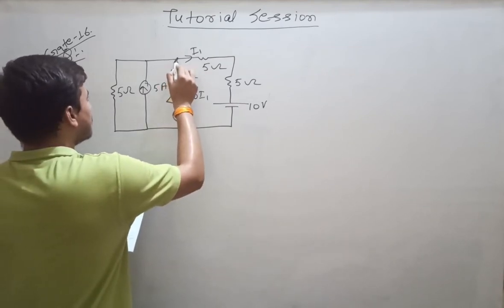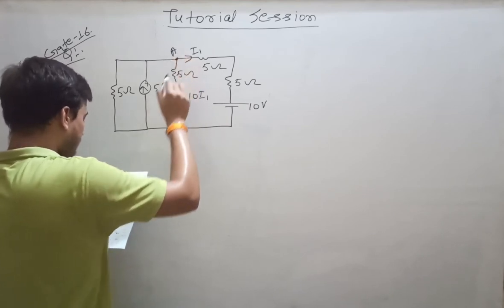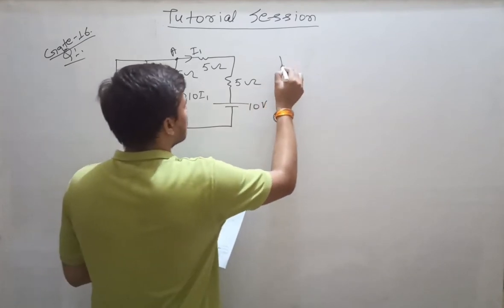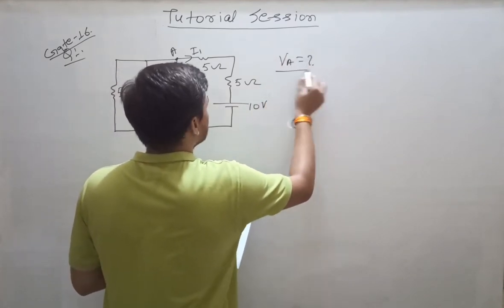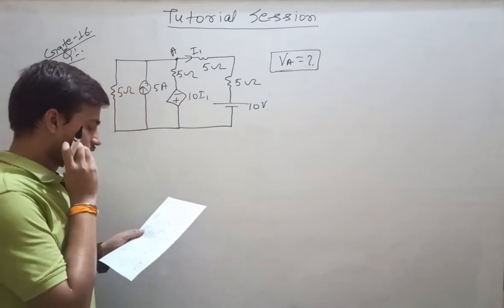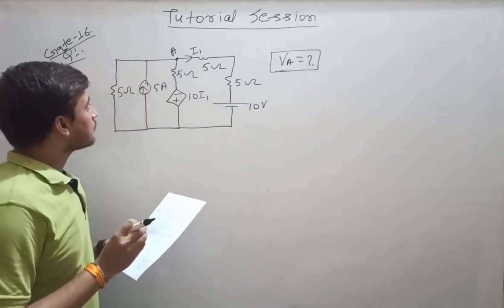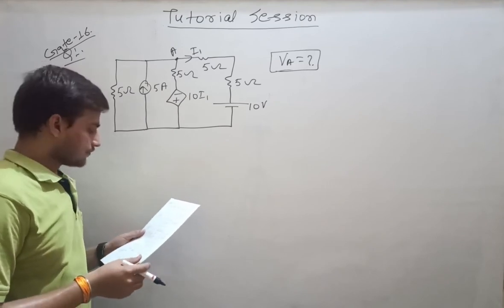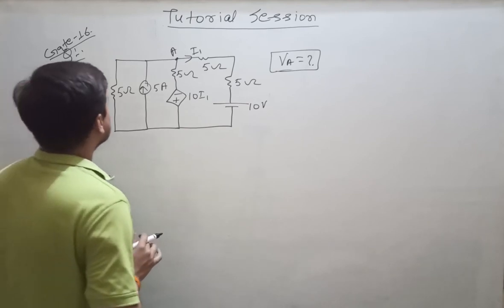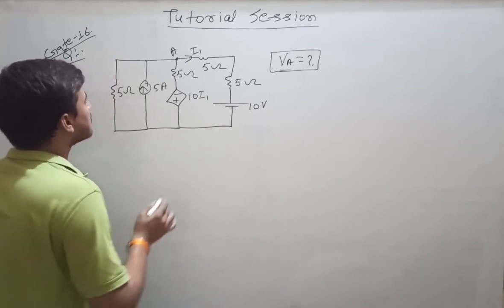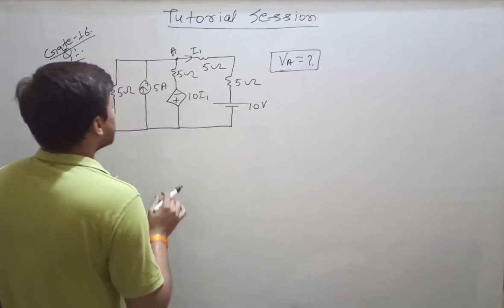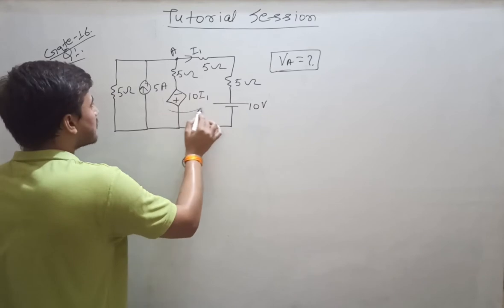You have to find the potential at this point, potential of A. VA equal to what? You have to find the potential of point A. So let us see how to write the potential A. Clear? We have to write the potential of this point, that is A. Clear? So here come to the dependent source first.